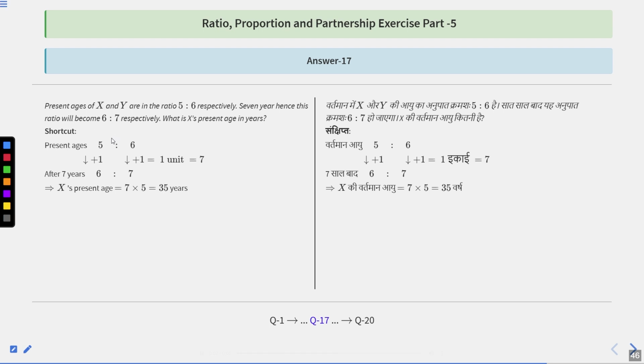We know that the ratio of their present ages was 5:6. After 7 years, the ratio becomes 6:7. So only 1 unit increases in both the ages. So this 1 unit equals 7. So X's present age is 5 units, so we multiply 5 into 7. We get 35. Okay. Next one.